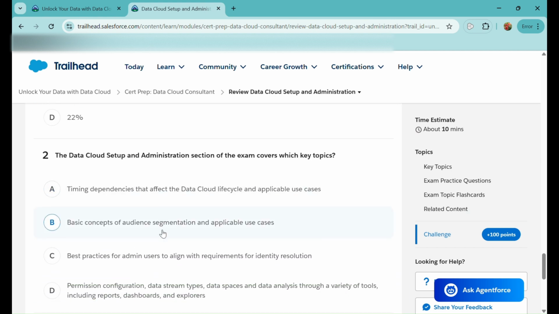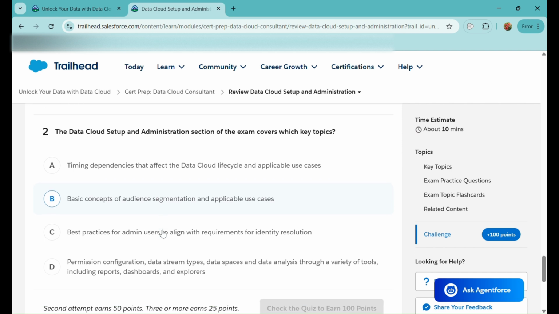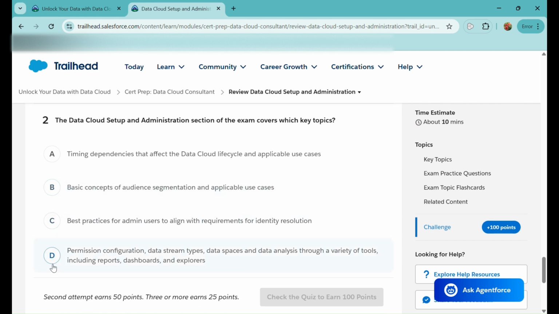Second question is, the Data Cloud Setup and Administration section of the exam covers which topics? First option is timing dependencies that affect the Data Cloud lifecycle and the applicable use cases, basic concept of audience segmentation and applicable use cases, best practice for admin users to align with the requirement for identity resolution, and the last one is permission configuration, data stream types, data spaces, and the data analysis through a variety of tools including reports, dashboards, and Explorer. So D option should be the correct one.